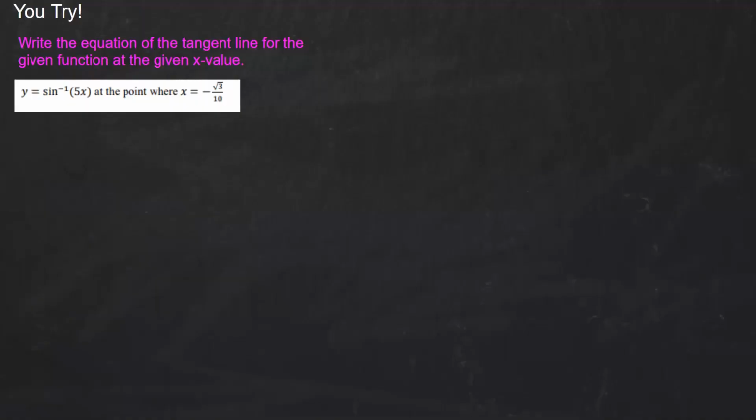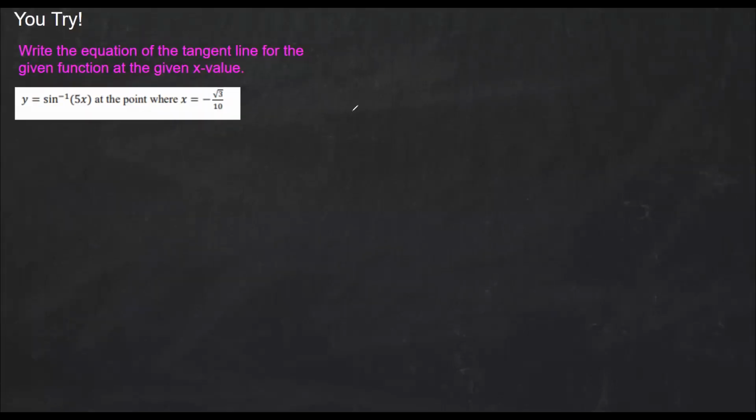All right, here is your practice problem. Let's give it a go. Hopefully you did well. So we're given the function y equals inverse sine of 5x, and we're evaluating the derivative when x equals negative root 3 over 10. And we want to write the equation of the tangent line at this value.